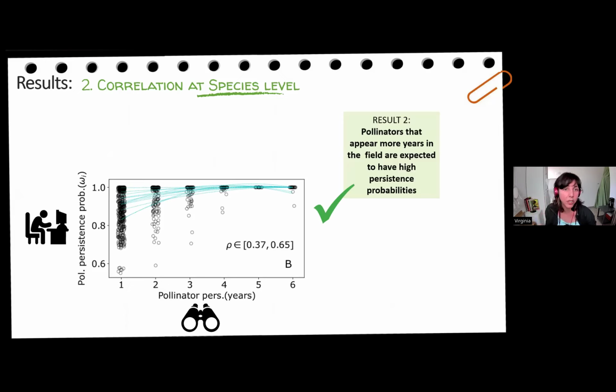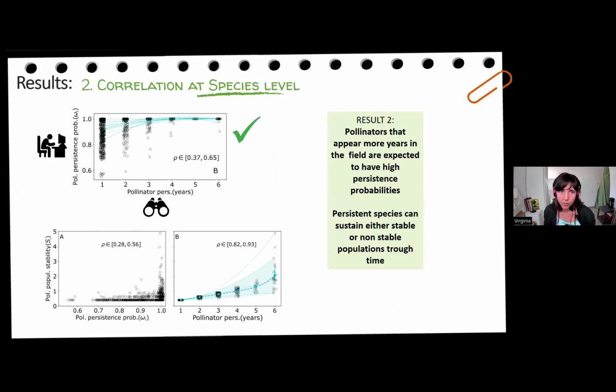That is, we did a Spearman correlation for each of the 12 sites. And that's what is shown there, this row that goes from 0.37 in the worst case to 0.65, all of them statistically significant. So this means that a positive relationship exists in all species independently, and that pollinators that appear more years in the field also have high persistence probabilities according to the model.